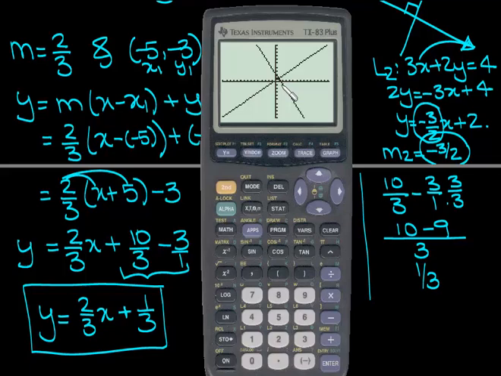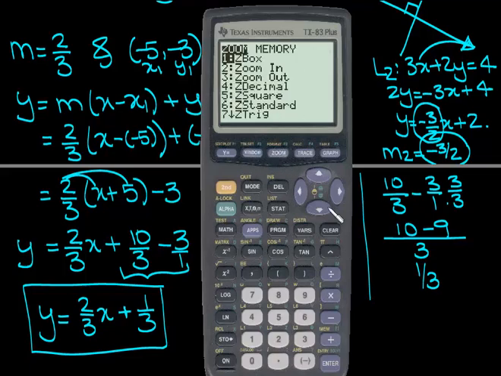So it's a very good idea to take a few minutes and graph the two lines just to check your answers. So if you set it to Z square, what that does is it makes the number of horizontal and vertical pixels kind of the same, so you get a nice square out of it. Okay.